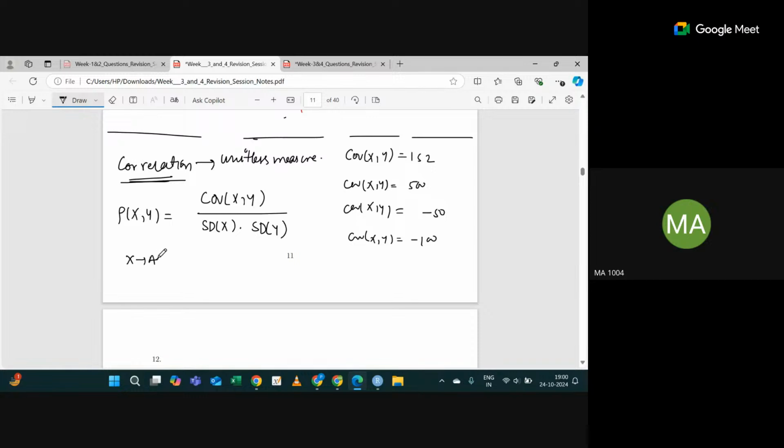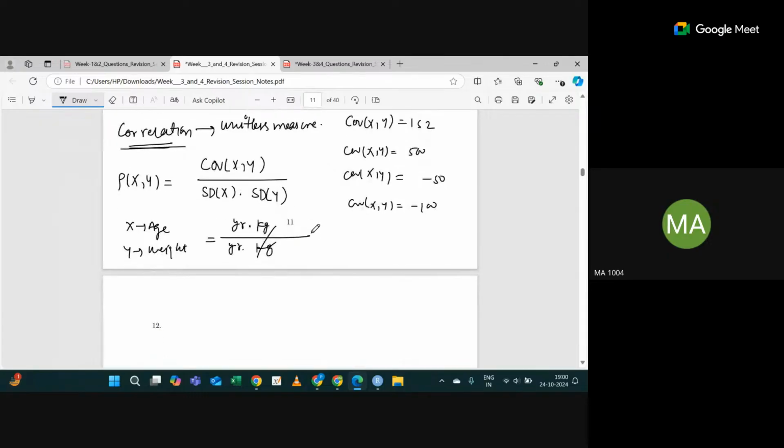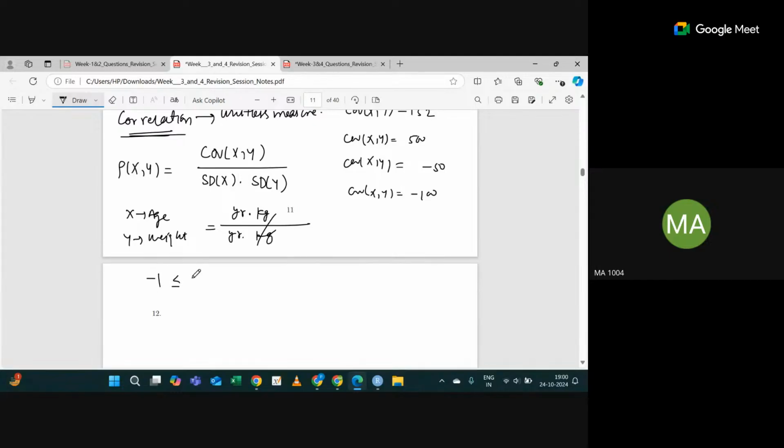Why unitless? Suppose x is the age of persons and y is the weight of persons. What will be the unit for the numerator? Year into kilogram, and the denominator again will be year into kilogram. So it's a unitless measure. And there is a limit for this correlation, which is -1 to 1. If you have calculated the correlation between x and y and it comes out to be, for example, 0.9, then you can say there is a strong positive linear relationship between x and y. Yes or no? Would you agree with me? Yes, sir.